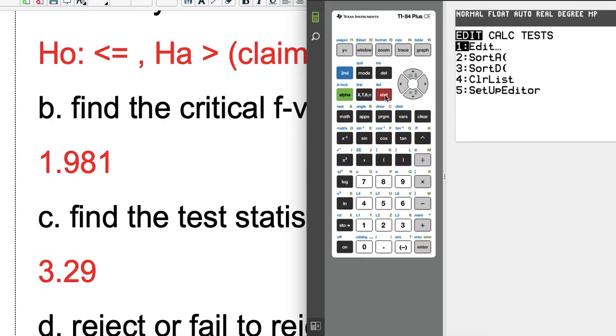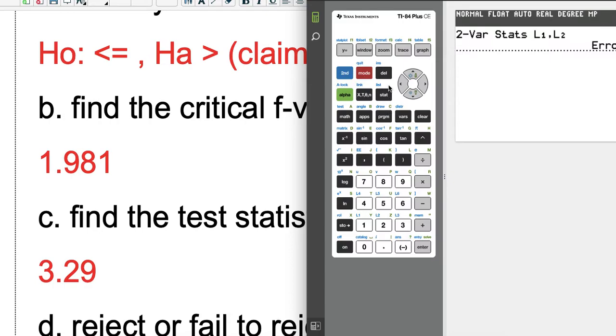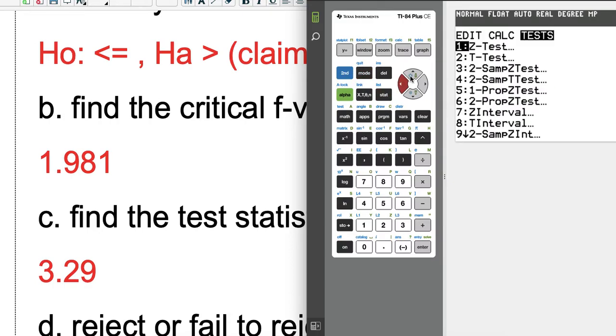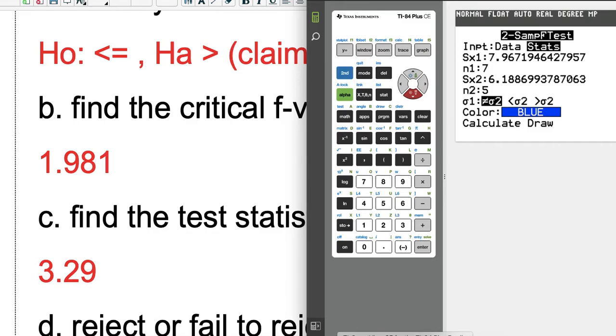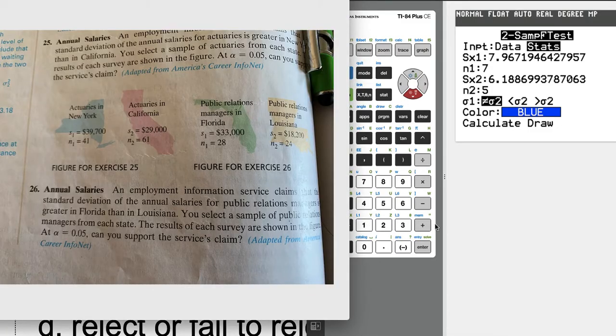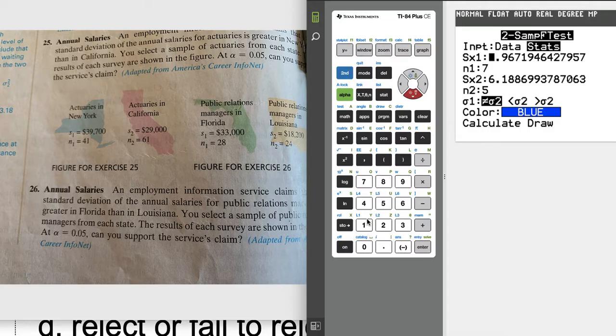Okay, so now we go to, actually I should have quit out of there. So I want to go stat tests. Go to sample F test. We don't have data this time. We have stats. Put that in. So this is coming right from the problem. 33,000, 28, 18,200, 24.